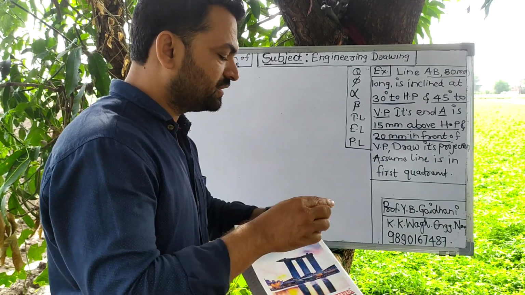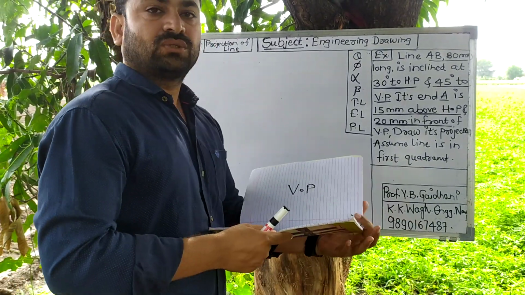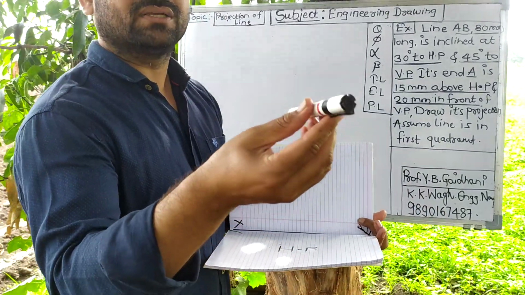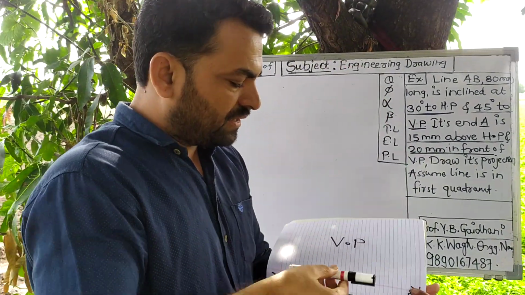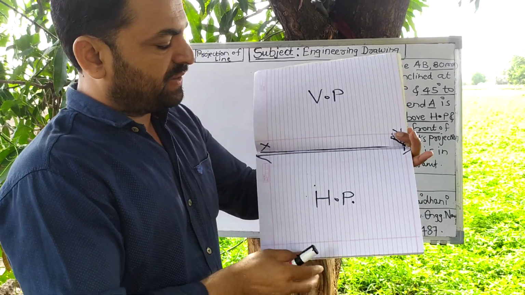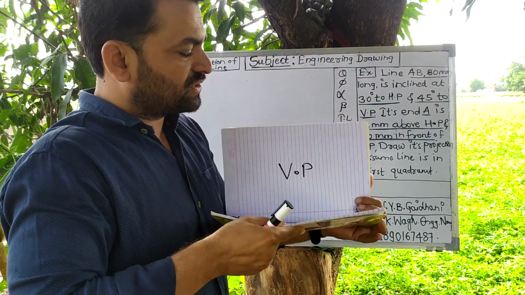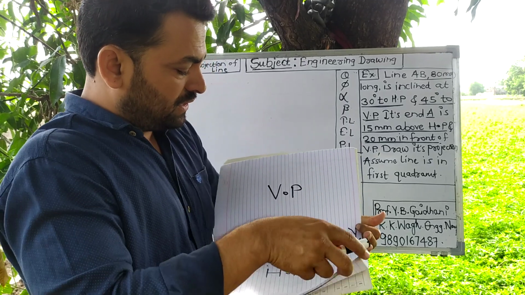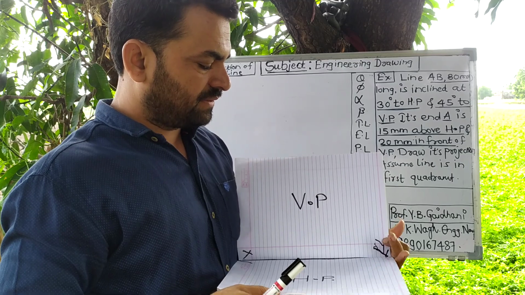So let's see. Practically I am going to demonstrate what exactly the condition of the line is, then we will go to actually solving the problem on the board. This is the line AB. Here this is the HP, this is the VP, horizontal plane and vertical plane, and the line is in the first quadrant. This is the XY line. You can clearly see.